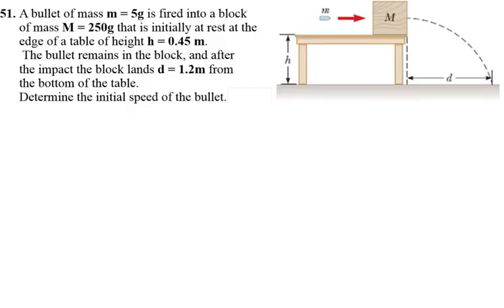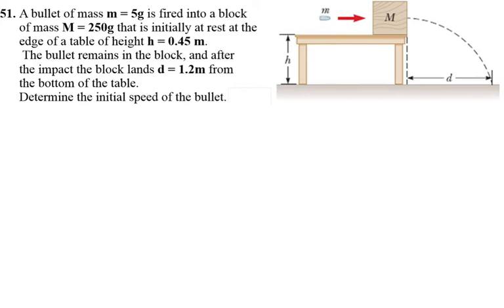Here is the first question. A bullet of mass 5 gram is fired into a block of mass 250 gram that is initially at rest at the edge of a table that has a height of 0.45 meters. The bullet remains in the block, and after the impact, the block lands 1.2 meters away from the bottom of the table, and you have to determine the initial velocity of the bullet.